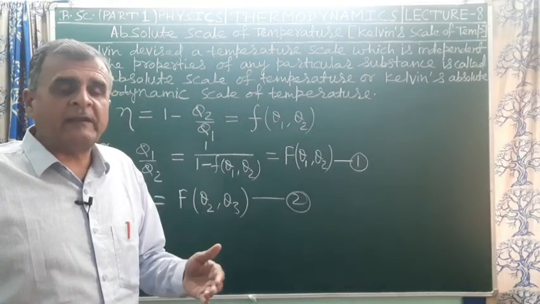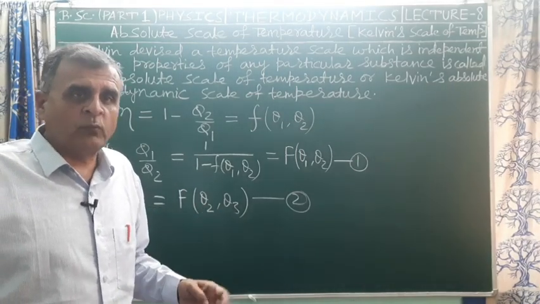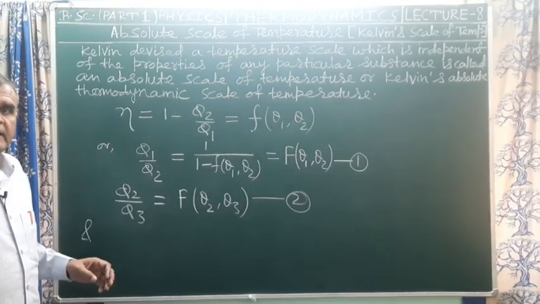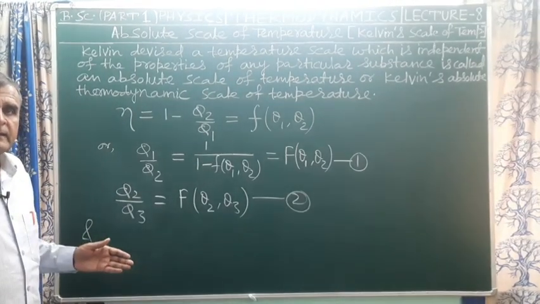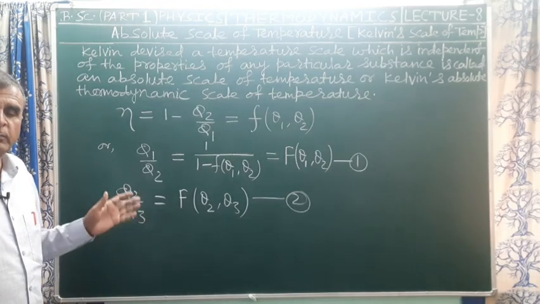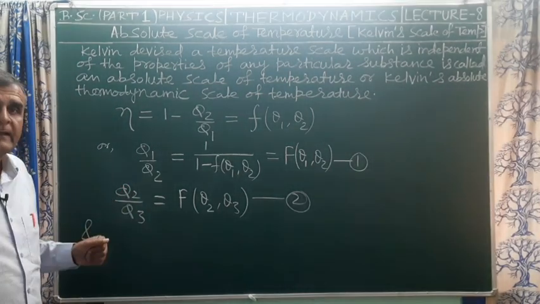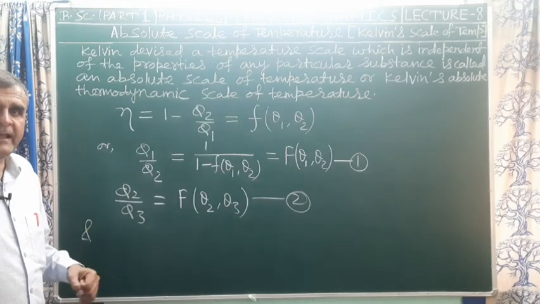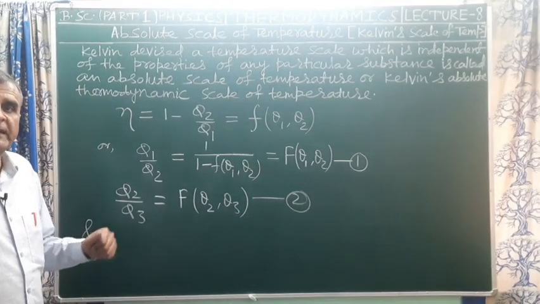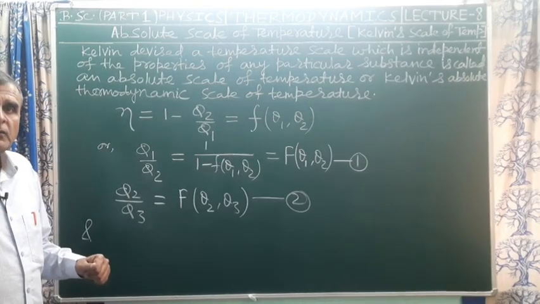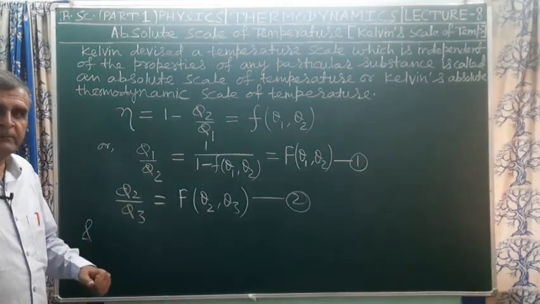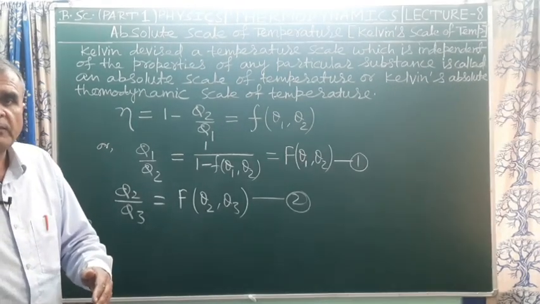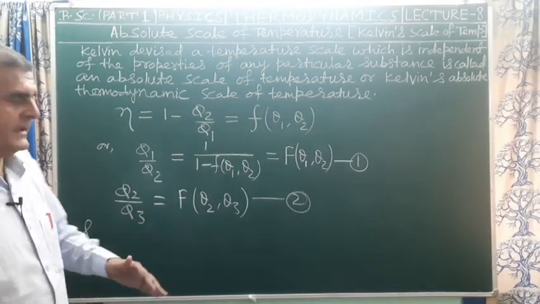अब एक थर्ड रिवर्सिबल हीट इंजन को सपोज किया जाए जो कि टू टेम्परेचर लिमिट्स थीटा 1 एंड थीटा 3 के बीच वर्क करता है. Q1 अमाउंट ऑफ हीट है जो उस थर्ड रिवर्सिबल हीट इंजन द्वारा हीट सोर्स से एब्जॉर्ब किया जाता है, जबकि Q3 अमाउंट ऑफ हीट है जो थीटा 3 टेम्परेचर पर किसी कोल्डर बॉडी दैट इज सिंक को रिजेक्ट किया जाता है.